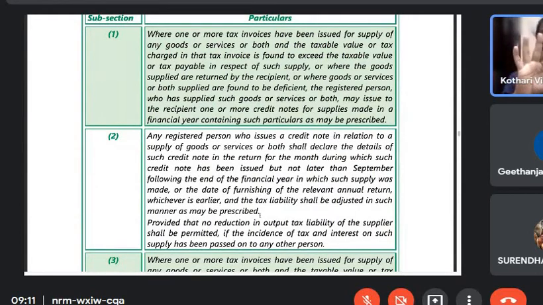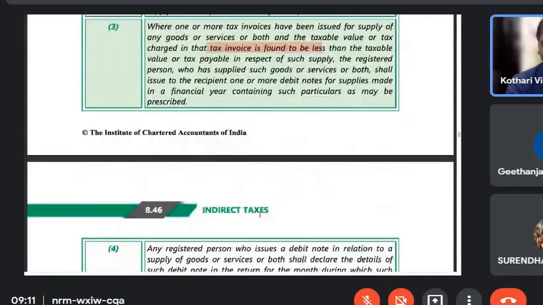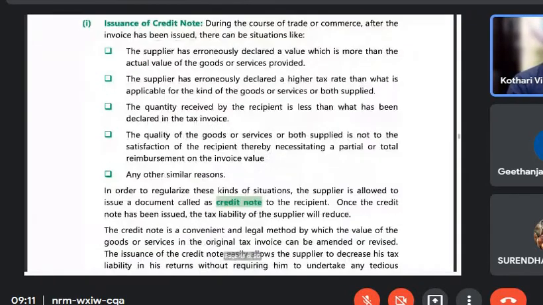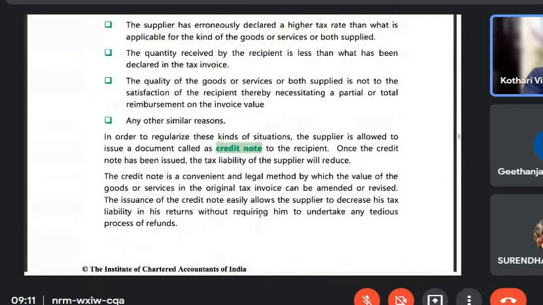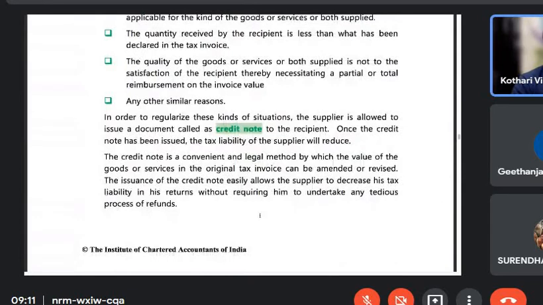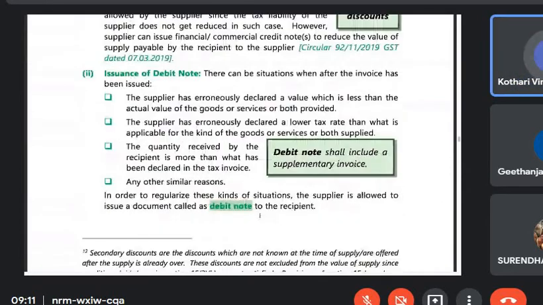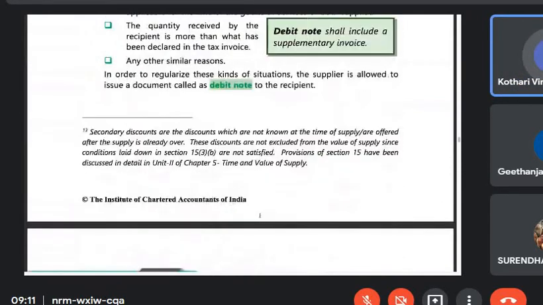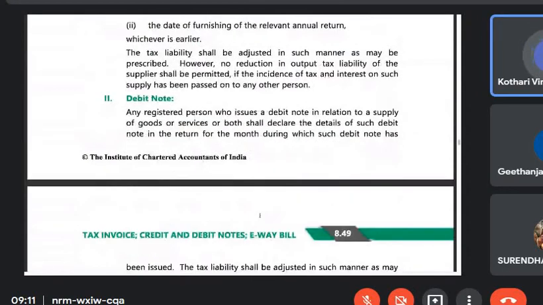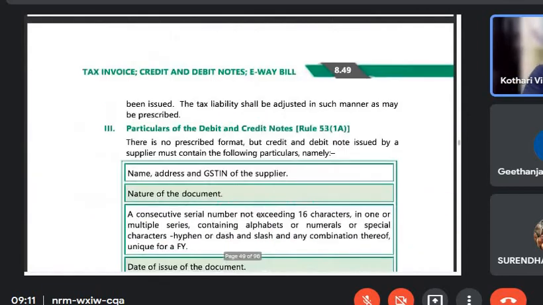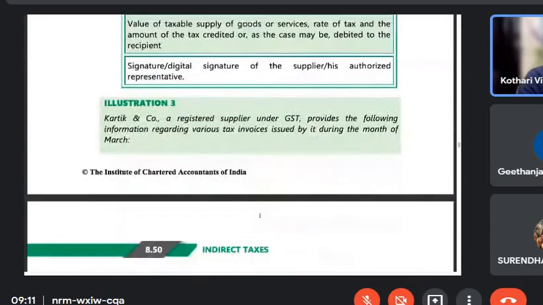Credit note, three situations: sales return, tax charged is higher, value charged is higher. Debit note, two situations: tax charged is less, value charged is less, then a debit note will be issued. Is there any deadline for issue of credit note? Yes, the last date of filing the return for the month of September the following year, or the filing of the annual return, whichever is earlier. So the debit note and credit note will have reference to the previous invoice number. Then only a debit note and credit note can be issued.